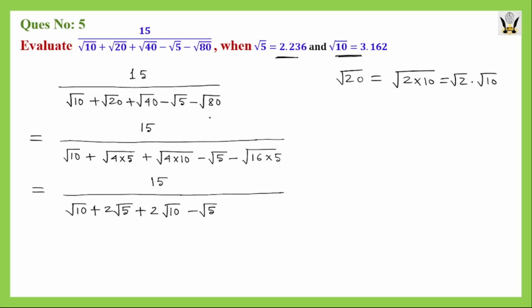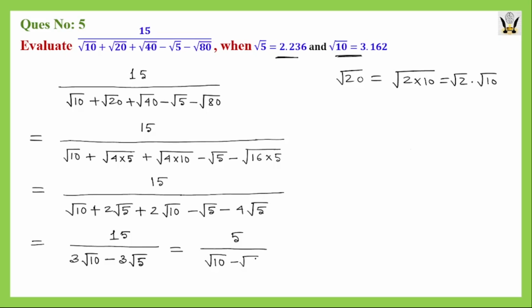So another way of representing root 80 is 16 multiplied by 5. And why? Because root 16, when it will come out of the square root, then it will be an integer, that will be 4. And root 5, though it is an irrational, that value is given, that is known. So finally it can be represented this way, 4 root 5. So if we simplify further, this 3 we can take as a common factor, and when 15 is divided by that 3, in the numerator we will have 5, and in the denominator we will have root 10 minus root 5.